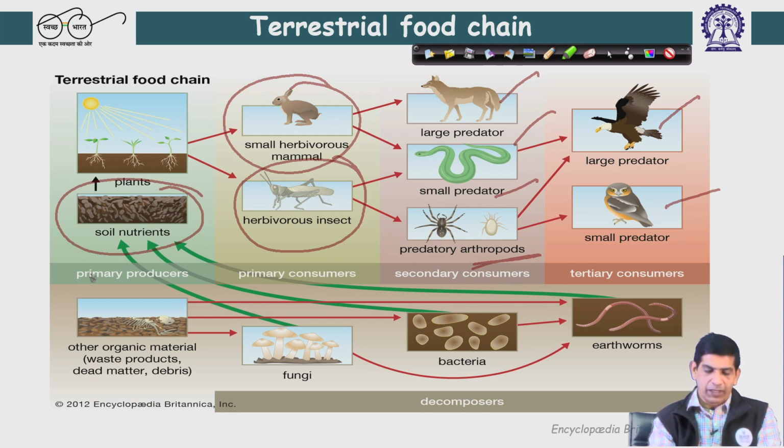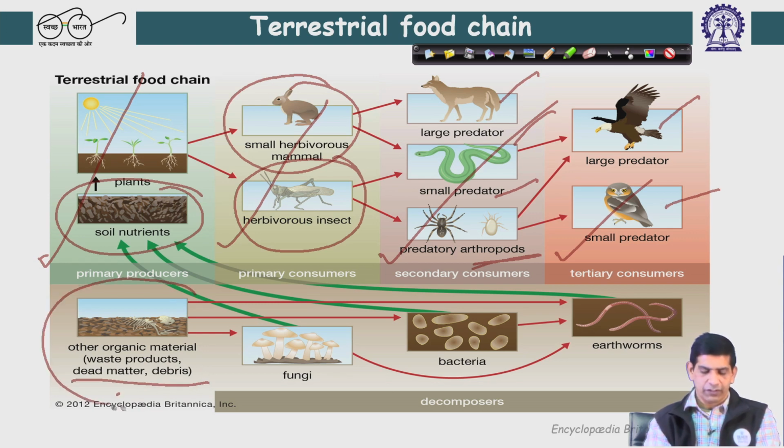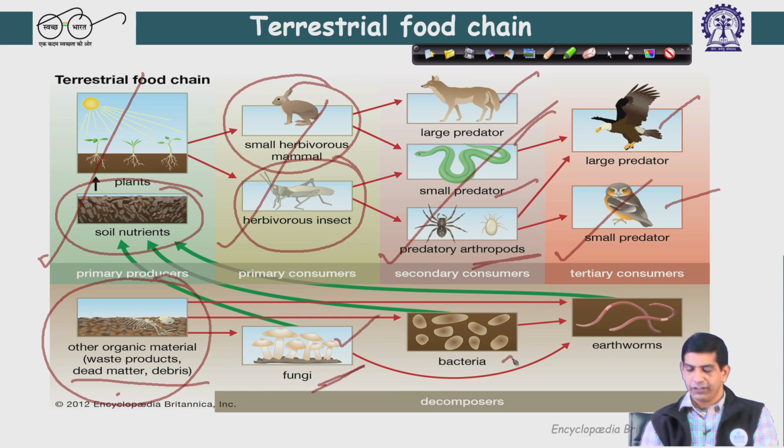These are your primary producers. Then we have the primary consumers, the secondary consumers, and the tertiary consumers. This is how the energy flows through the system. Now we have other organic material, which is the waste products, dead matter, and debris, which you see over here, which gets broken down by bacteria and fungi. You have the fungi, the bacteria, and the earthworms, which eat up all this organic matter.